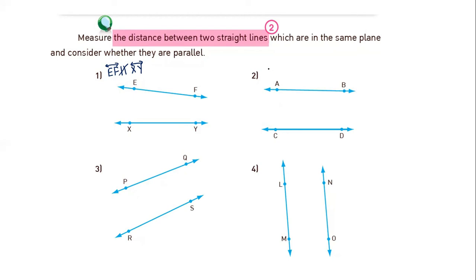Okay, I've finished measuring. So, line AB is parallel to line CD. Why? Because the distance AC is equal to the distance BD. Okay, now you can answer number 3 and number 4.